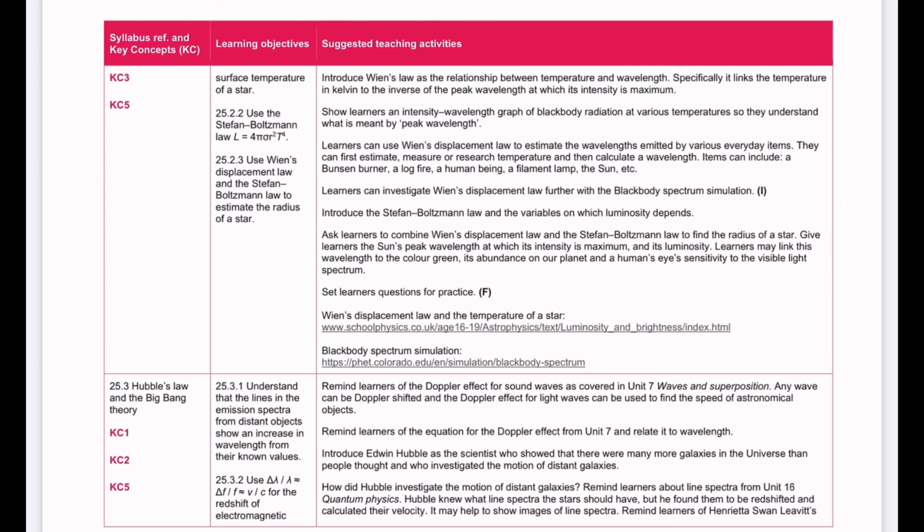Key concept 25.3. Hubble's law and the Big Bang theory. 25.3.1. Understand that the lines in the emission spectra from distant objects show an increase in wavelength for the known lines. 25.3.2. Use Δλ/λ ≈ Δf/f ≈ v/c for the redshift of electromagnetic radiation from a source moving relative to an observer.